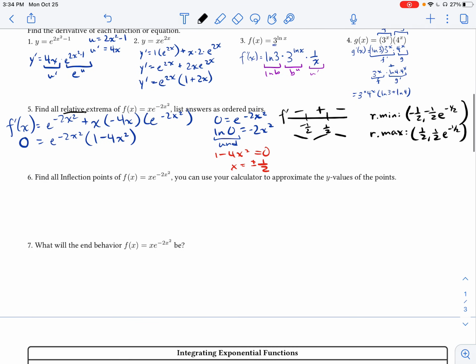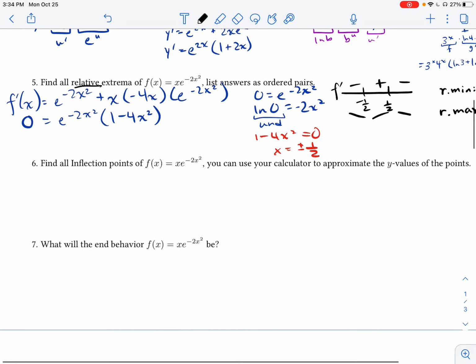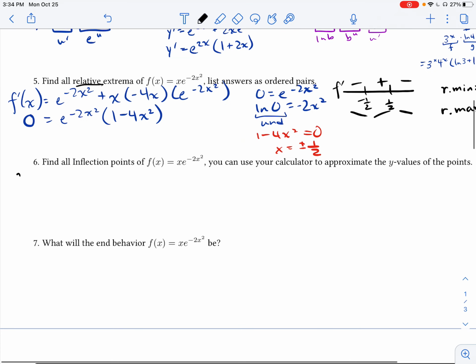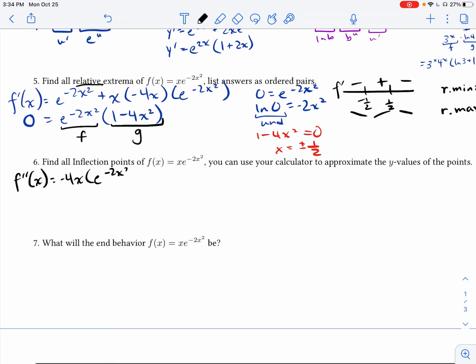Okay, now what about any inflection points? Well, here I'm just going to find my second derivative. So I've got to differentiate all of this. And maybe we want to treat this as our f and this as our g. Well, all of that's going to come out to negative 4x times e to the negative 2x squared times 1 minus 4x squared. That's my f prime times g. And then this is my f times g prime, which I can then clean up a little bit as such.